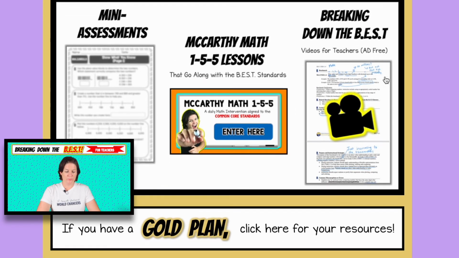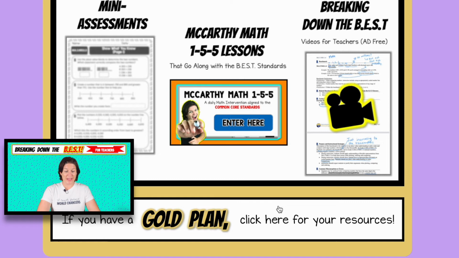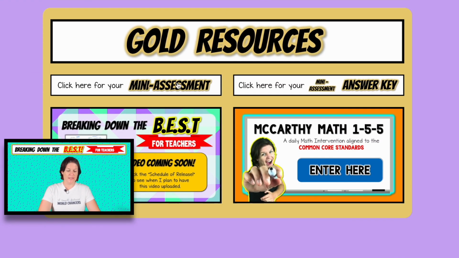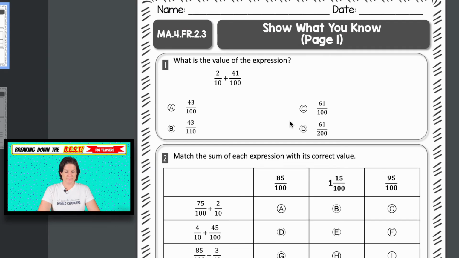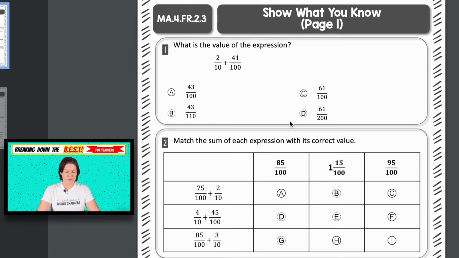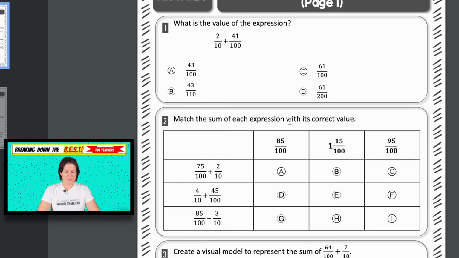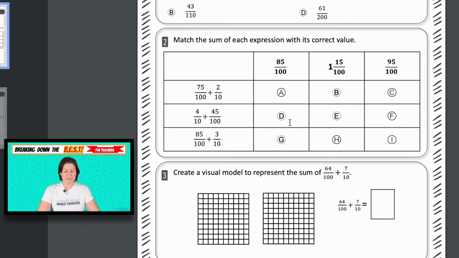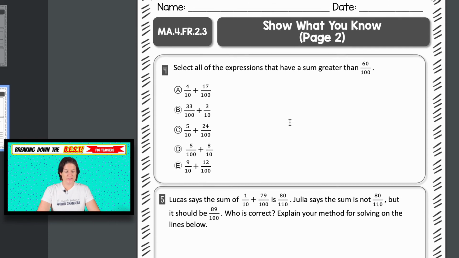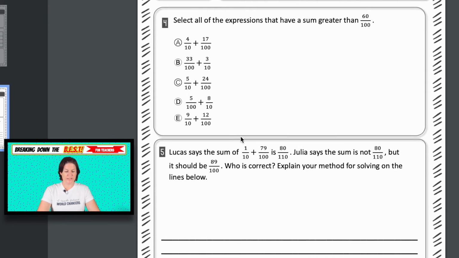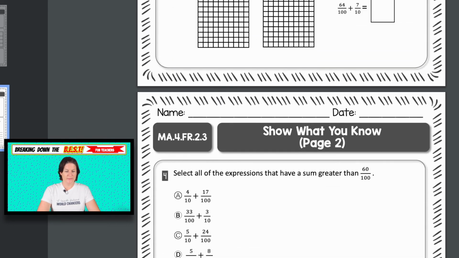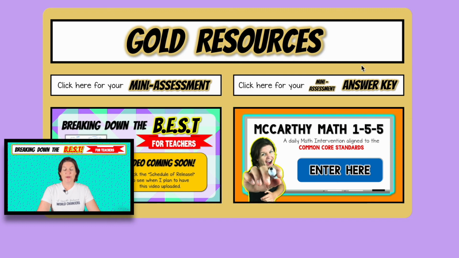And then for the gold plan, you have access to everything we've already gone over, plus you have a mini assessment, which is about 4 to 5 questions for each standard. This one is 5 questions, and you can see that it's a variety of question types. You can see the tenths and the hundredths and just see that we're doing it over and over and over again. There we go. There's also an answer key right there.